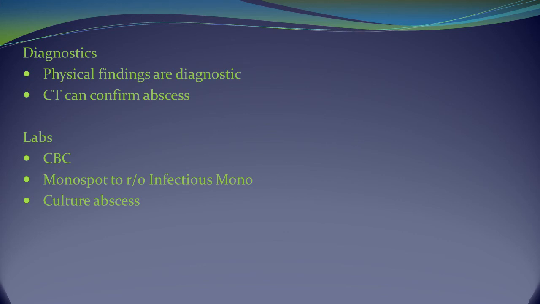If you're going to do lab work, you want to do a CBC to look for any type of leukocytosis as well as neutrophilia, a monospot to rule out infectious mono, and a culture of the abscess would be something you would want to think about doing. Serum electrolytes could be ordered if you think the patient is not taking in enough orally. As with any other suspected infectious process, they're going to run gram stain and cultures and sensitivities on any aspirated purulent material that you send out to the lab.